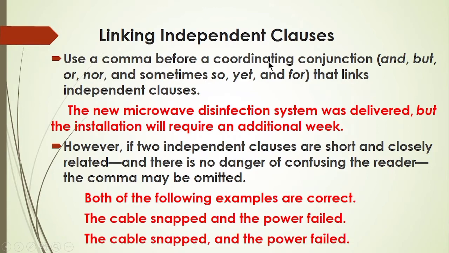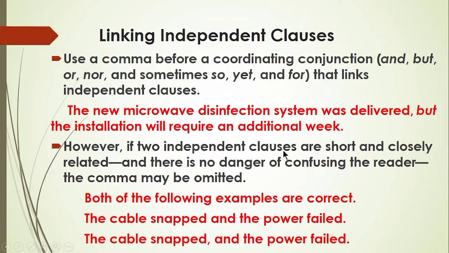Use a comma before a coordinating conjunction like and, but, or, nor, sometimes so, yet, and for that links independent clauses. So if such conjunctions combine or link two independent clauses, we can use a comma before such conjunctions. For example, the new microwave disinfection system was delivered, comma, but the installation will require an additional week. So here we have two clauses, they are linked with the help of but. We are using comma before the conjunction.